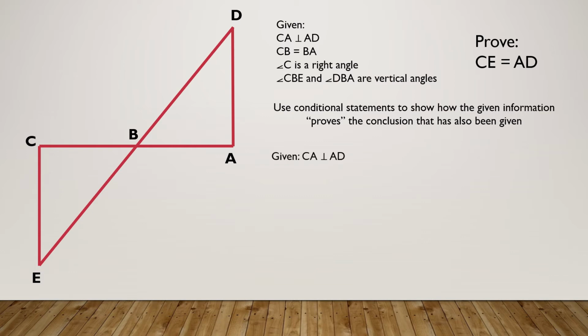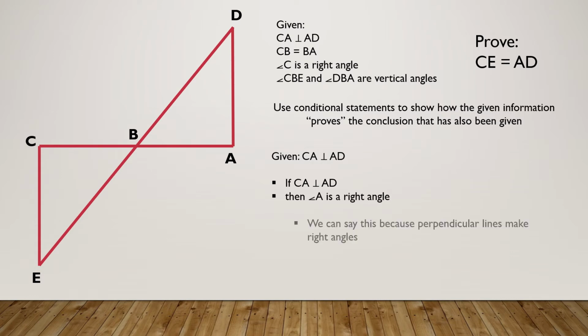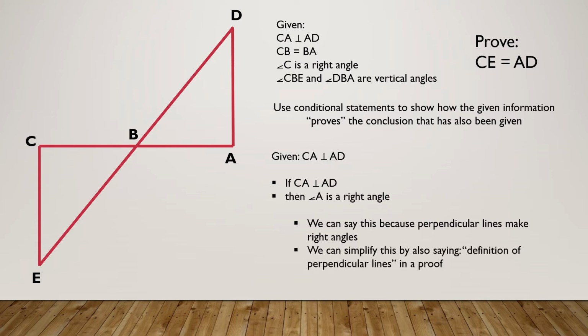So let's start with our first piece of given information, which is CA is perpendicular to AD. Now let's get into this conditional statement using this piece of information. If CA is perpendicular to AD, then we can also say that angle A is a right angle. But again, remember, we also need to tell the why. We can say this because perpendicular lines make right angles, which we've learned in a previous lesson. And if we wanted to be mathematical and simplify this even more, we could just say the definition of perpendicular lines. That's for if we were writing a real formal two-column proof.